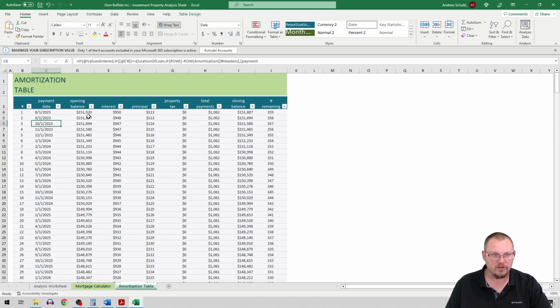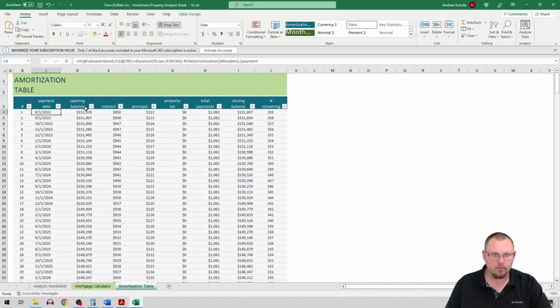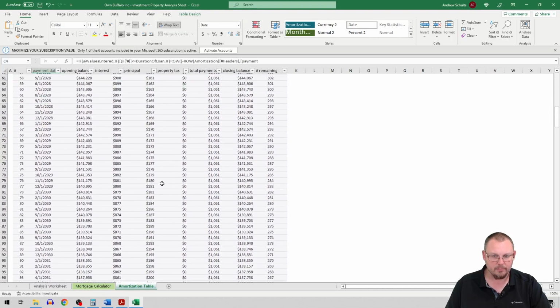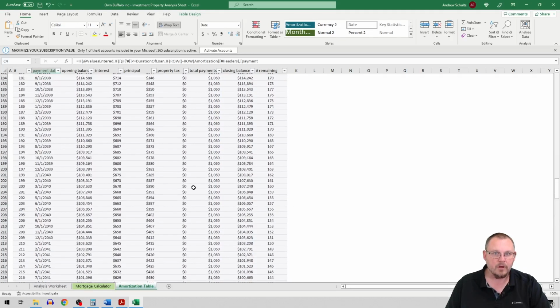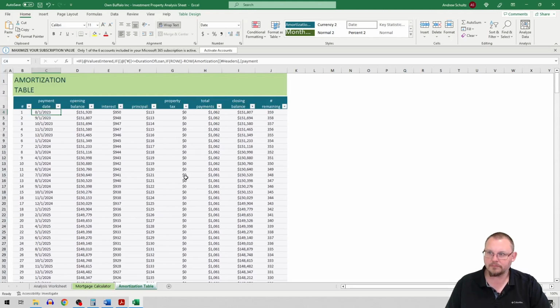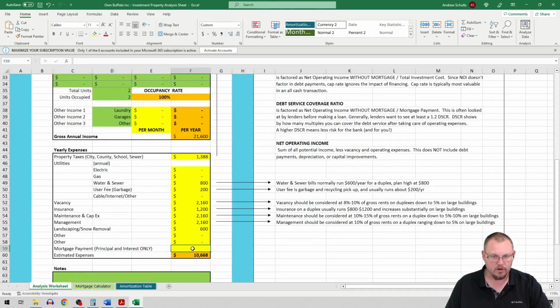I will jump over to the AM table real quick just so you can take a look. You can see that this AM table starts with the date that we put in on the earlier tab and basically works all the way down until the property is paid off. You can see the full schedule all the way until D-Day, which is kind of nice. Going back up here, we're going to jump back to our mortgage calculator, because that number we were looking for, that 12,747, is what we're going to dump into our mortgage payment. And that's our annual mortgage payment, principal and interest only.